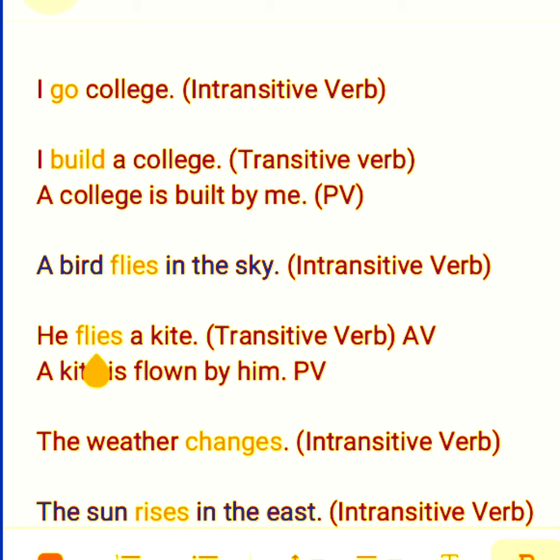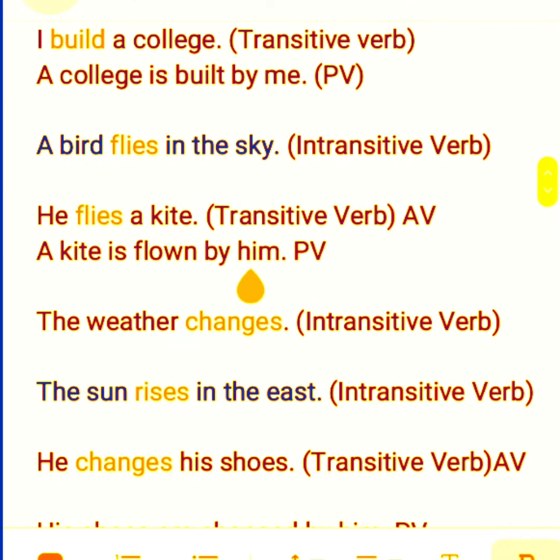But the second one, he flies a kite. Here look at this sentence. He flies a kite. The action is of flying the kite. An action passes from this subject and it passes over to this object, that is kite, and this kite is affected by the verb flying. Okay, so now see, this action passes over to this thing, that is object kite, so this verb is transitive. It can be converted into passive voice. A kite is flown by him. So we have done passive voice.